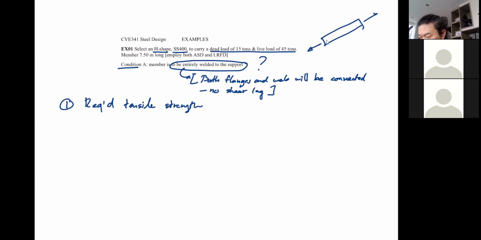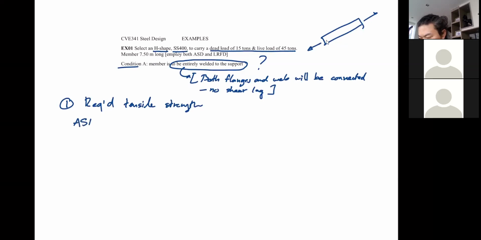So in ASD, our load is going to be, let's call it PA. It's going to be simply 15 plus 45, that is equal to 60 tons. And you may want to say this is the service load.